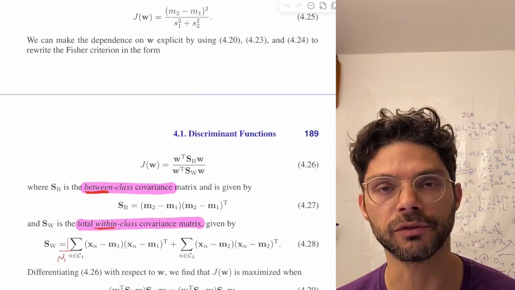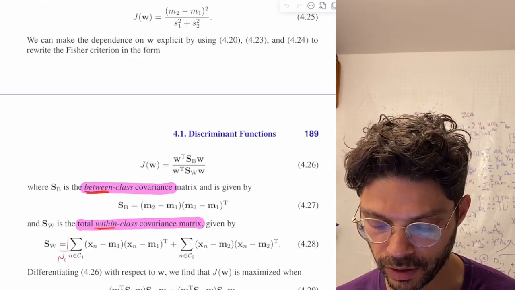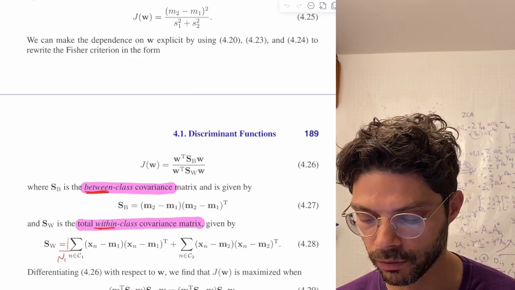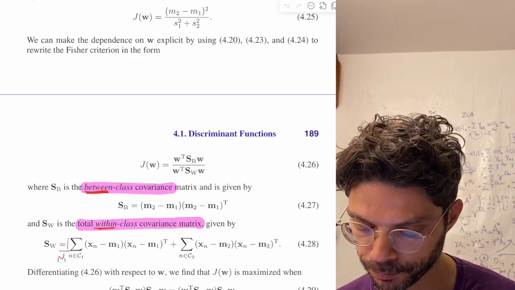And S_W is the total within class covariance matrix, which is you're just summing the data points in each class relative to their local class means. Notice there's no weighting of them by 1 over n1. You're just summing that up.